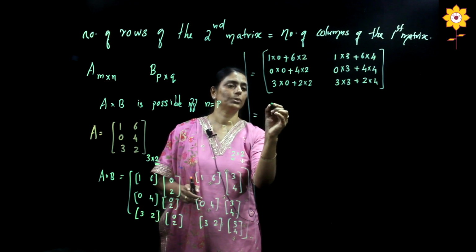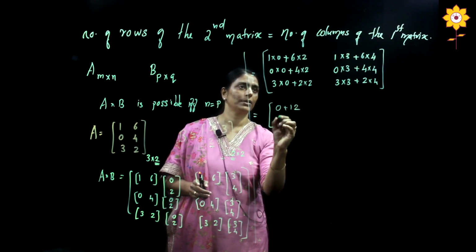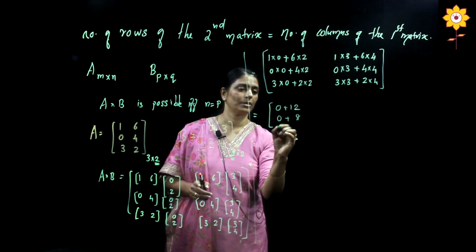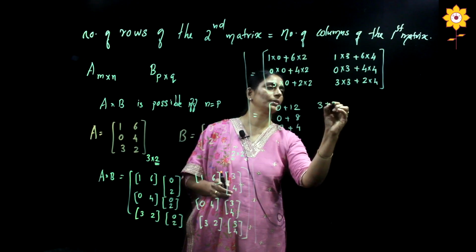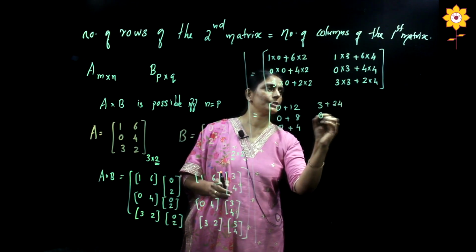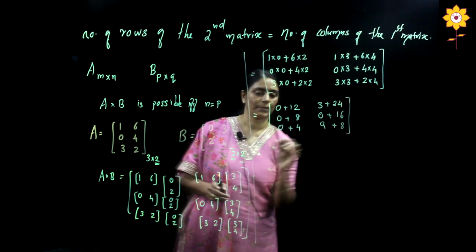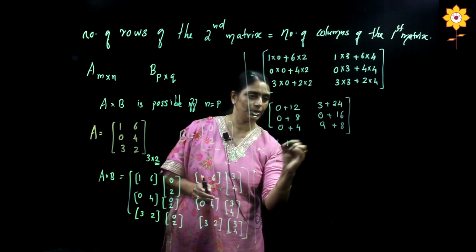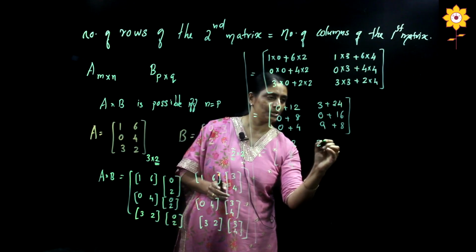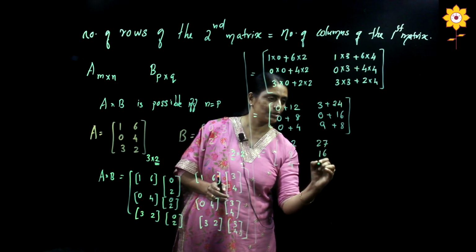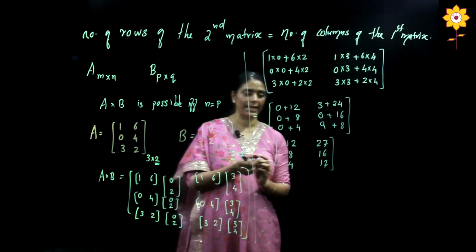So which is equal to 0 plus 12, 0 plus 8, 0 plus 4, 24, 0 plus 16, 9 plus 8. That is equal to 12, 8, 4, 24, 16, 17. So this is the product of the matrix A into B.